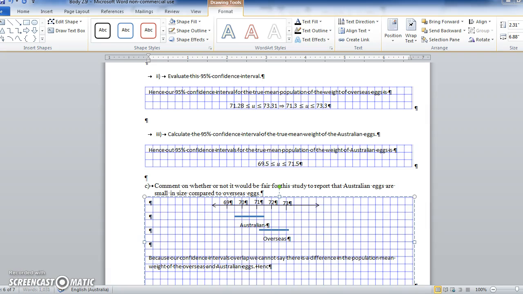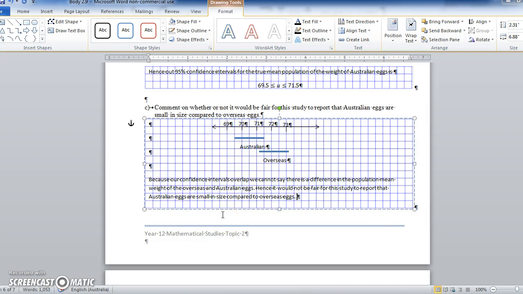and so hence it would not be fair for this study to report that Australian eggs are small in size compared to overseas eggs. So you're making a comment about the confidence intervals here, and then you're relating that back to the question and answering the question.